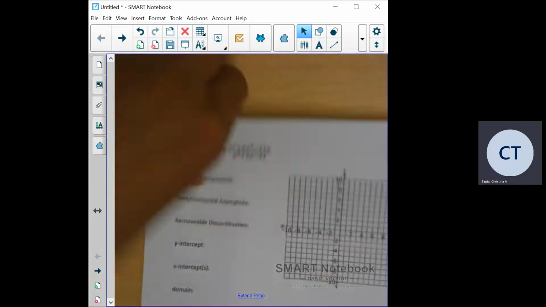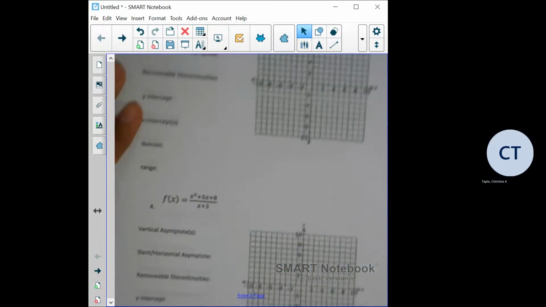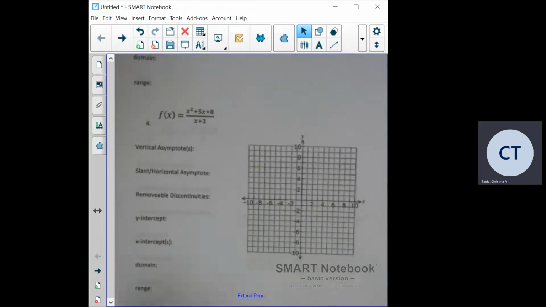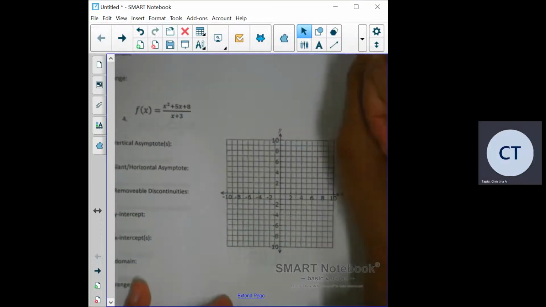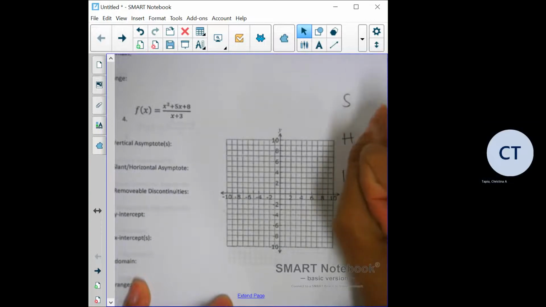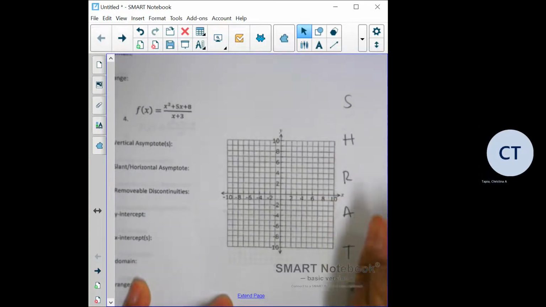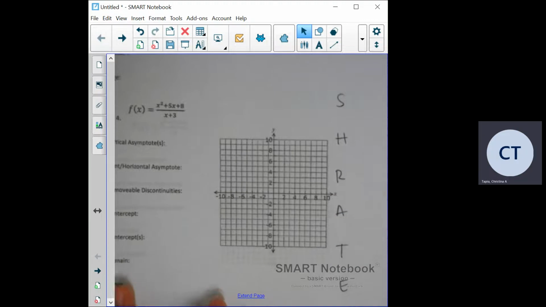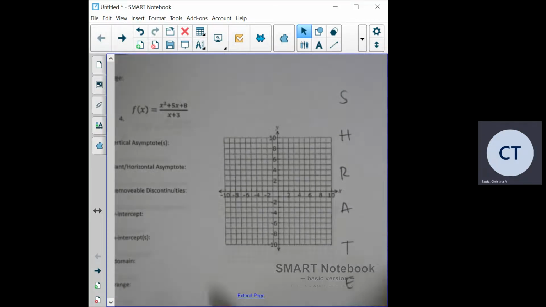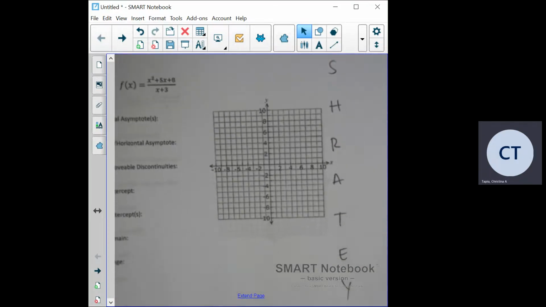Let's look at question number 4 first. Question number 4 is this guy. Check your paper, make sure you have the right one. So over here along the side, I'm going to write SHRATEY. And remember, these are just the steps. This isn't anything new that I'm teaching you guys with rational functions. These are just the steps to help you graph your rational functions.